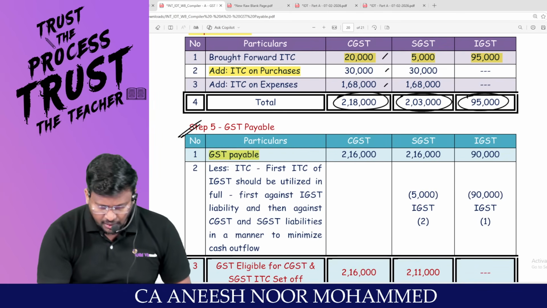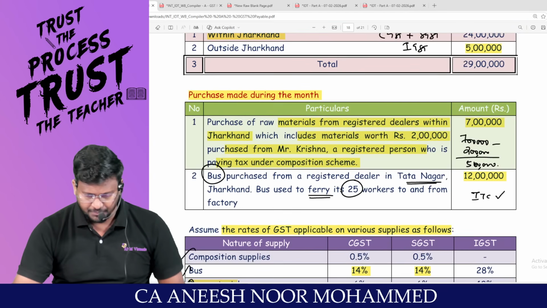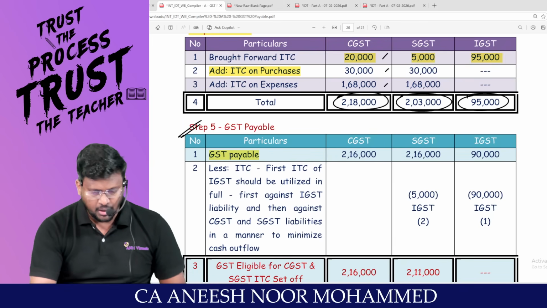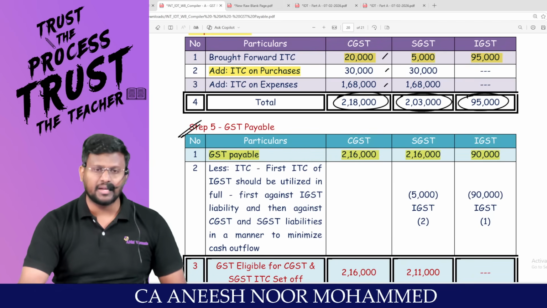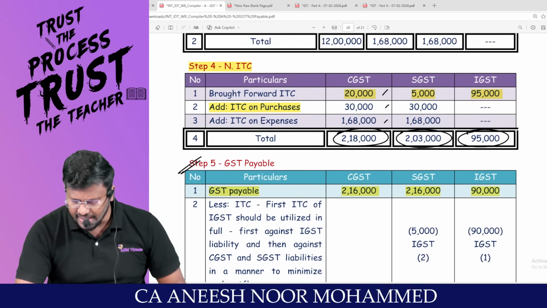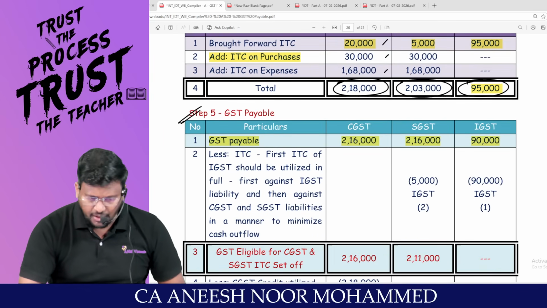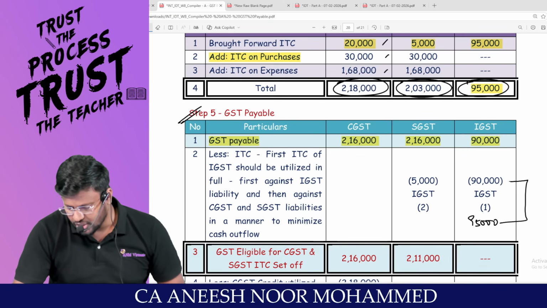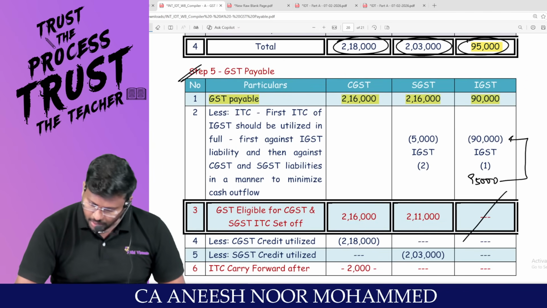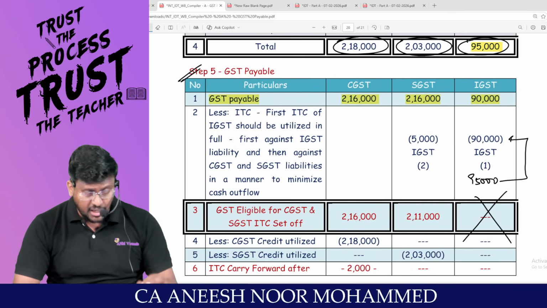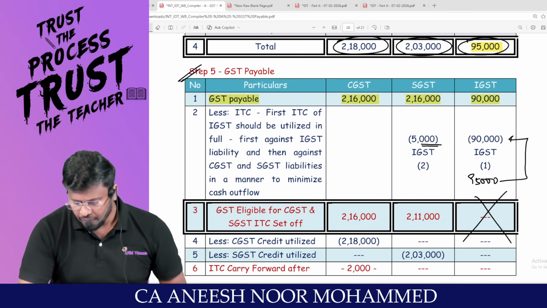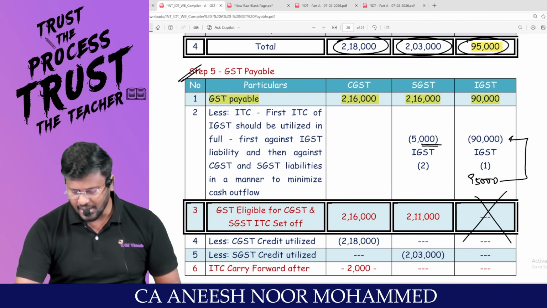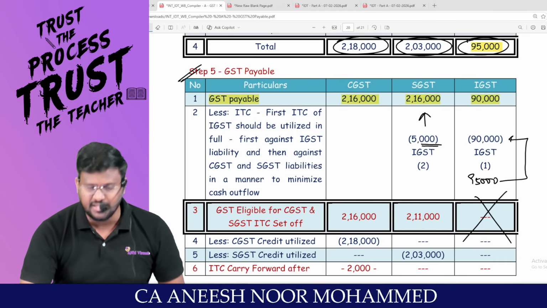What is the total GST payable as per step number 1? 2,16,000 of CGST, 2,16,000 of SGST, 90,000 of IGST. Is there any IGST credit? Take that 95,000 and knock off that 95,000 against the IGST payable, so IGST payable automatically becomes 0. Still you have an IGST credit of 5,000. You can set it off against CGST or SGST in any manner, any proportion. I am setting off the entire 5,000 against the SGST payable.